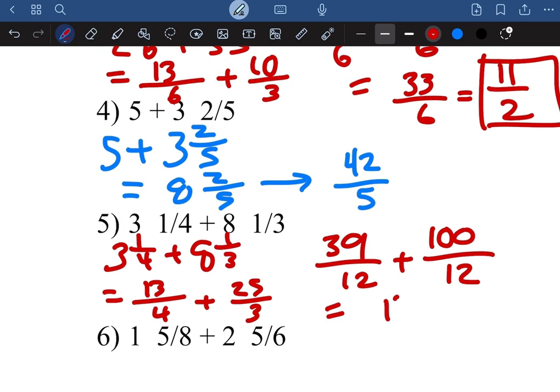When we add them up, we get 139 over 12. And that is our final answer for number 5.